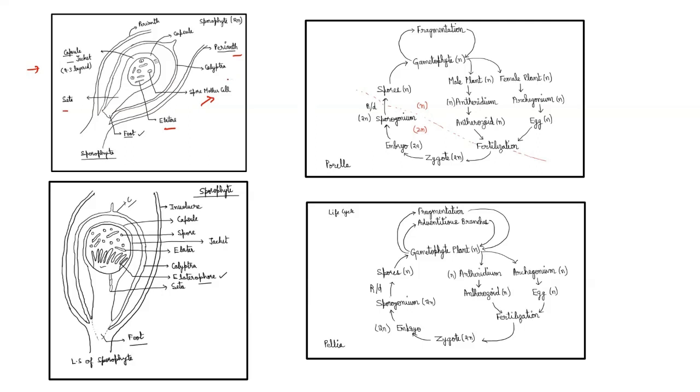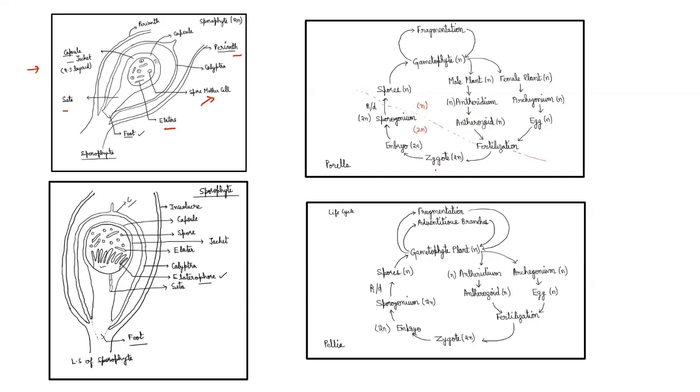to what we have just discussed before, that the main plant body is the gametophyte, which is haploid. It will produce the antheridium and the archegonium on the respective male and female plant. And they will produce gametes which will fertilize to form zygote.